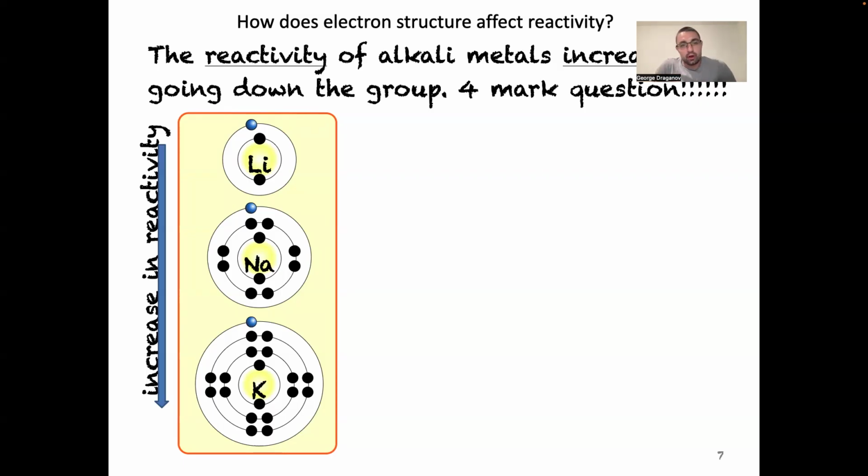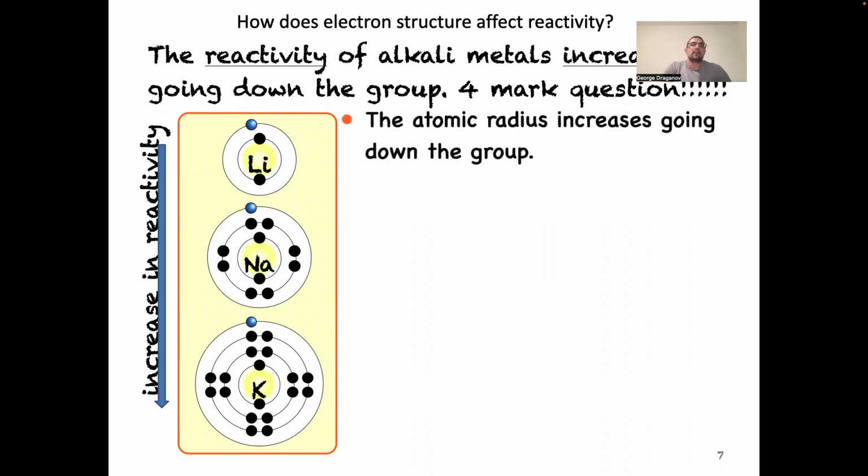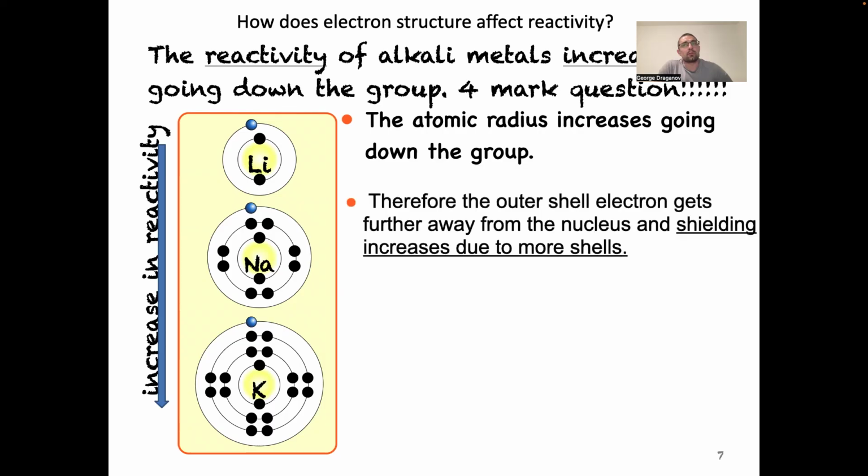The stronger that attraction is, the harder it is to remove the electron. So lithium would have the strongest attraction because the nucleus is closest to the outer electron. The way you put this into words is that the atomic radius increases down the group. So just like a radius of a circle, the outer electron gets further away from the nucleus, and there are more shells and more shielding. I call it a double shush.